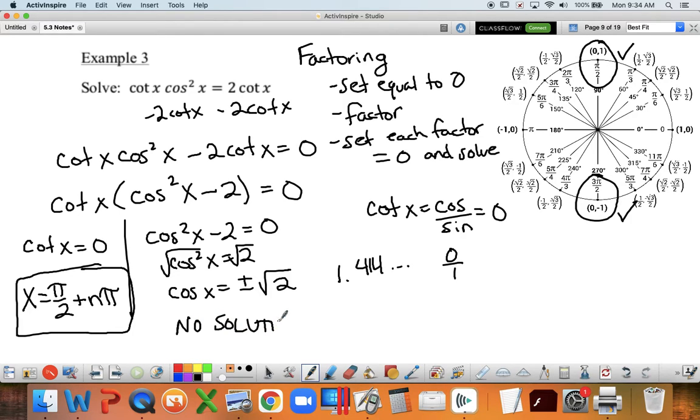And if you wanted to double check, if you wanted to pick up your calculator, you could do inverse cosine of square root of 2, and you will get an error message. It does not exist. It is outside the bounds of what cosine and sine include. So that is our solution for example 3.